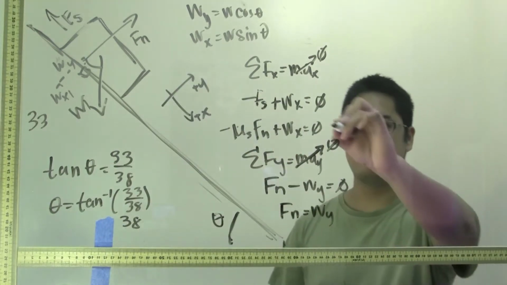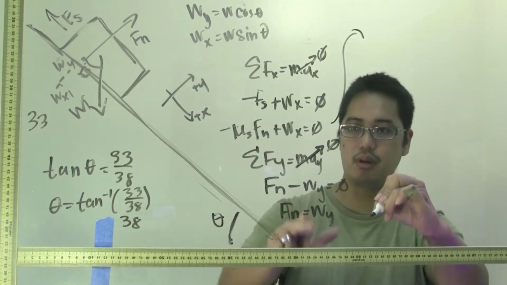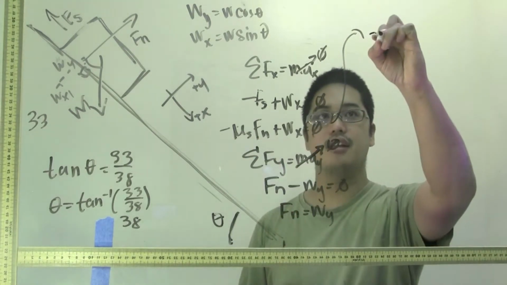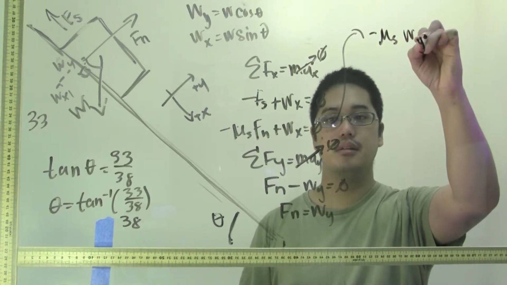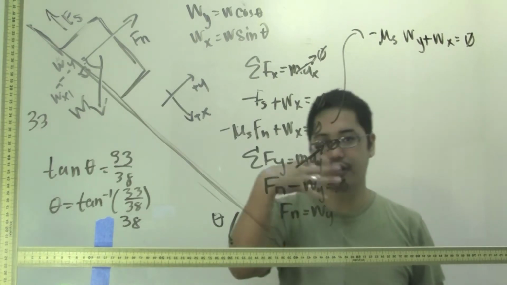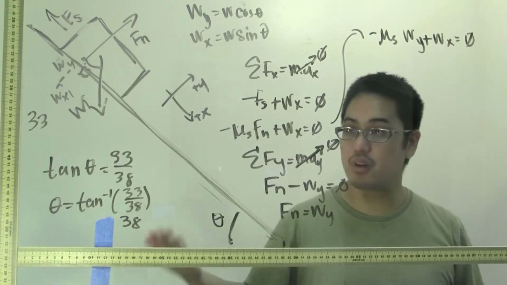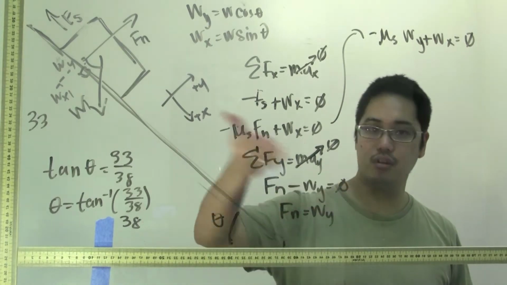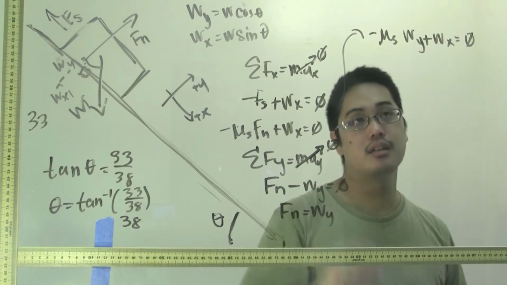Now I can combine this information here. I'm going to write down this equation, but instead of writing my normal force, I'm going to write Wy. So I have negative mu s times Wy plus Wx is equal to 0. One of the things I forgot to do, by the way, is to get the mass of my shoe. Wouldn't I need that information if I want to figure out the coefficient of friction between my shoe and this thing? Wouldn't the mass change that?